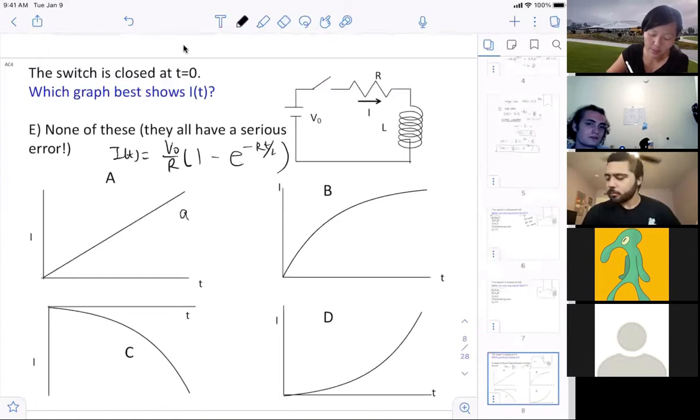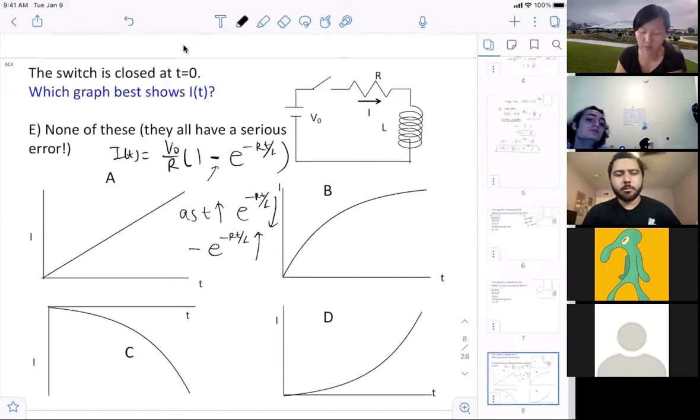Yeah, okay, so as t increases, e to the negative RT over L decreases. But we have another negative sign here, which means negative e to the negative RT over L increases, right? So as time goes on, the current will increase.